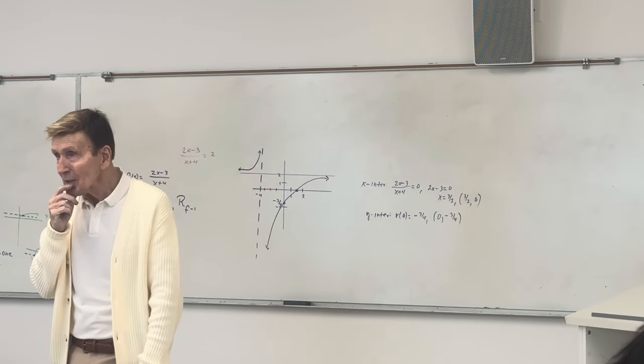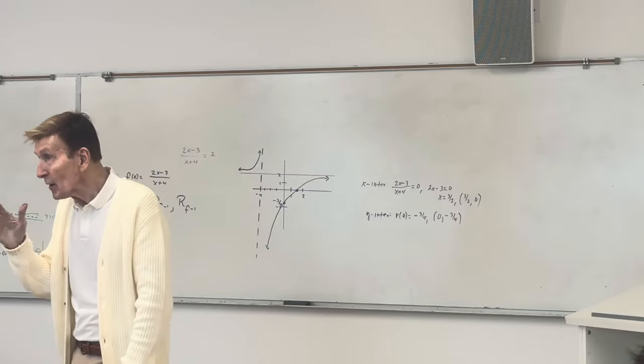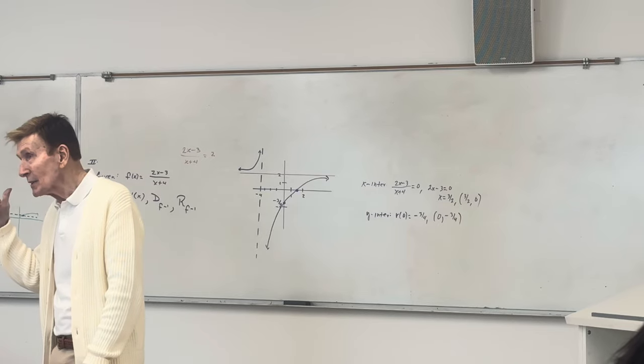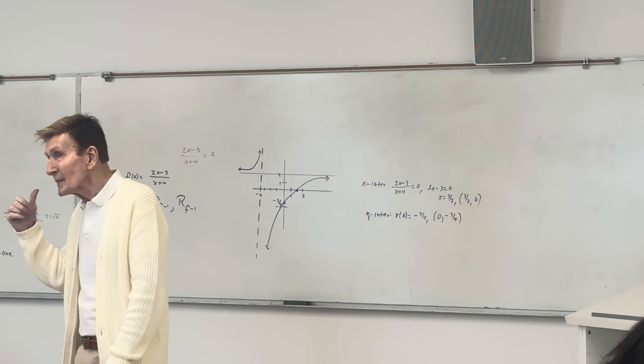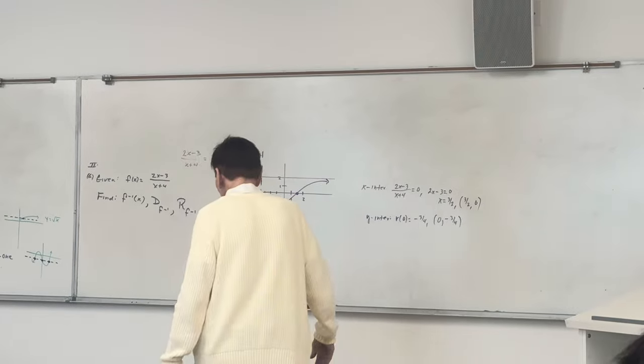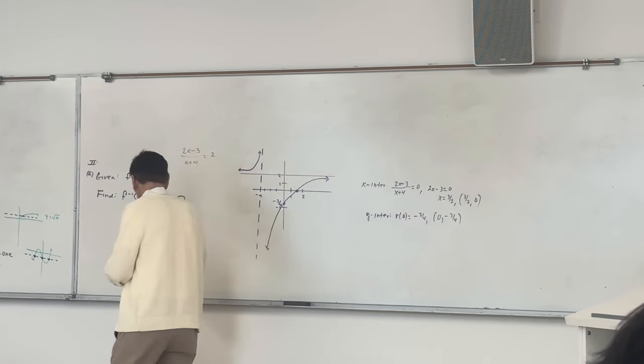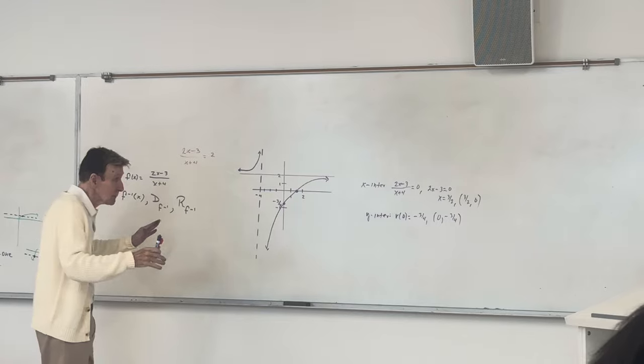If I draw a horizontal line anywhere I wish, will there be only one point of intersection? If so, this thing has an inverse. It passes the horizontal line test, therefore I can find it. You guys, with all this said, oh, before I leave, my goodness.